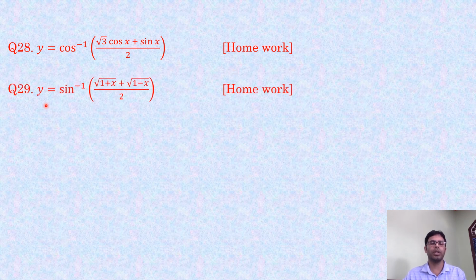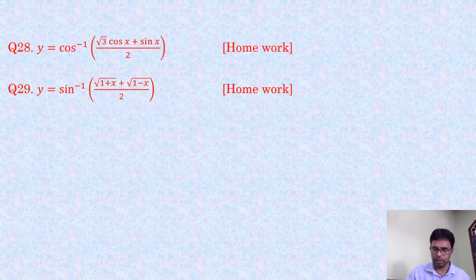Then you take another question, y is equal to sine inverse of this one, and it is also homework. And this question you can solve by taking x is equal to cos 2 theta, because 1 plus cos 2 theta, and here it will be 1 minus cos 2 theta. 1 plus cos 2 theta is what? 1 plus cos 2 theta is 2 cos square theta.